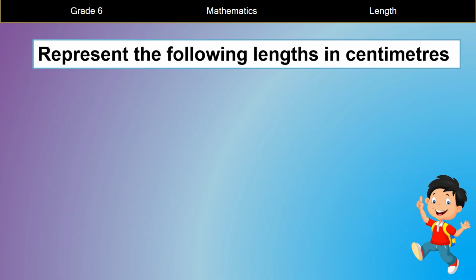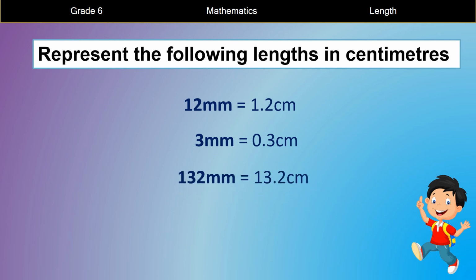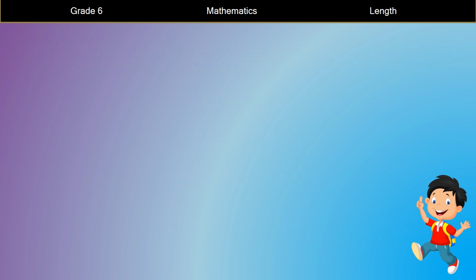Next question is, represent the following lengths in centimeters. 12 millimeters is equal to 1.2 centimeters. 3 millimeters is equal to 0.3 centimeters. 132 millimeters is equal to 13.2 centimeters. 421 millimeters is equal to 42.1 centimeters.